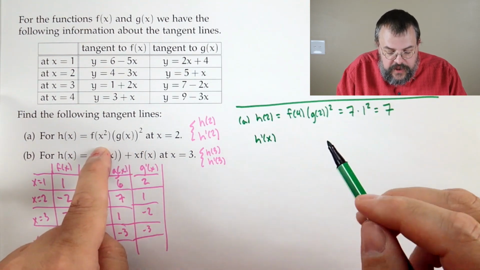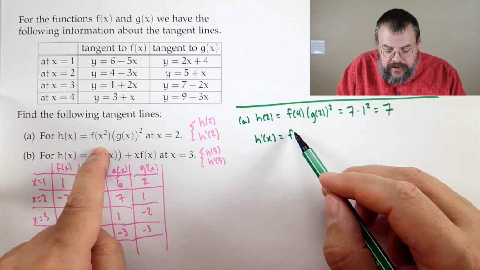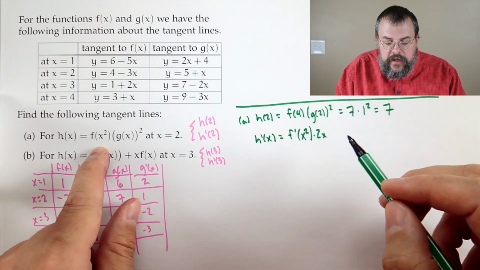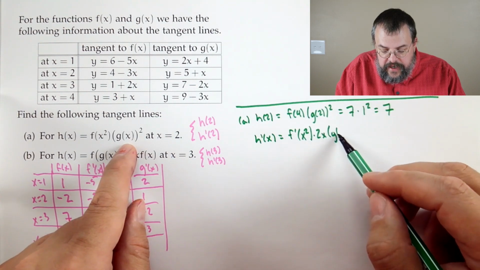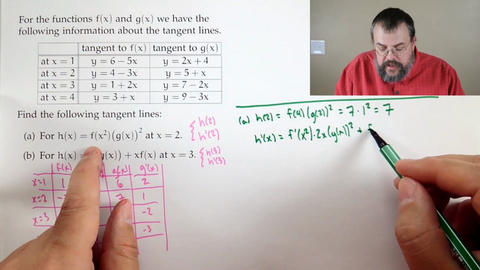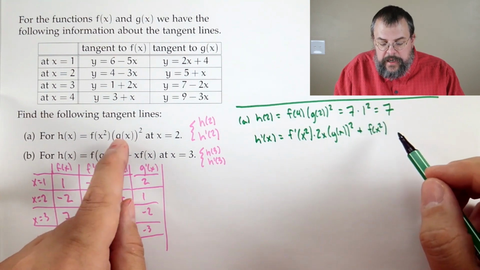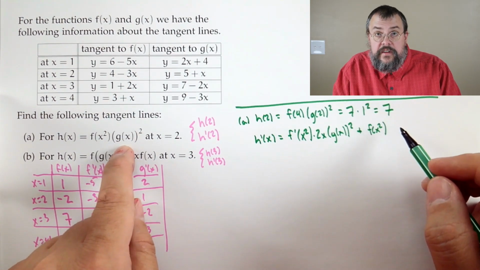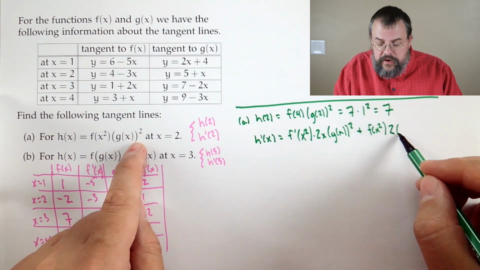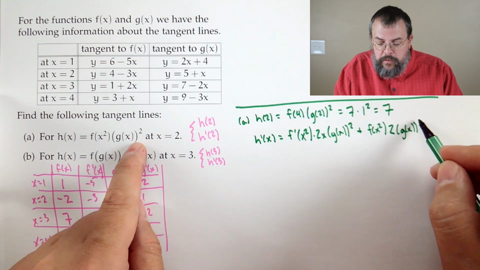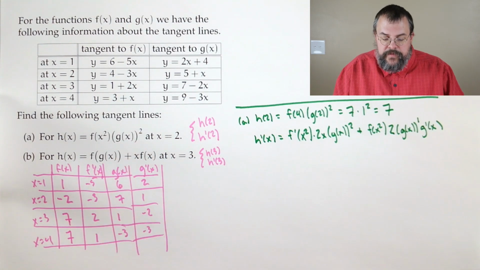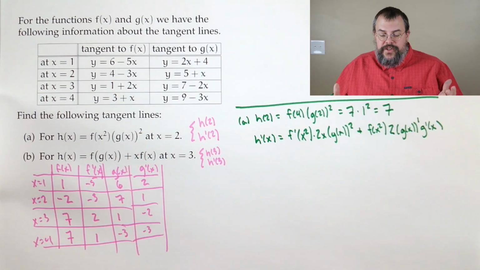So the derivative of the first: derivative of the outside, inside stays the same, times the derivative of the inside, then times the second, g of x squared, plus the first, f of x squared, times the derivative of the second. Now here, g of x is the inside function. The square function is the outside function. So the 2 comes down, g of x to the 1 power times the derivative of g of x. That's g prime of x. All right, so that's our derivative for h.